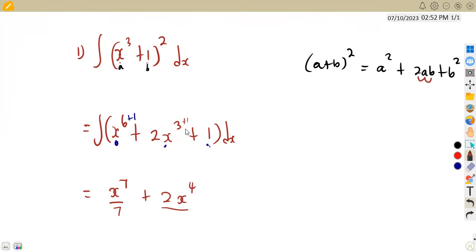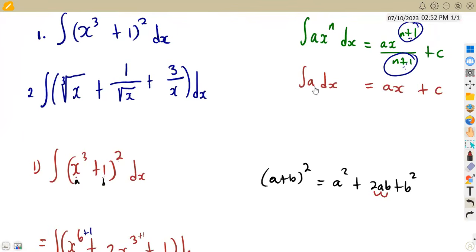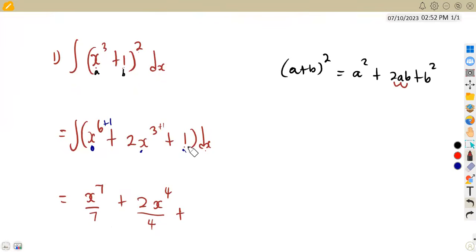We divide by the new exponent, which is 4 in this case, plus the integral of 1 with respect to x. 1 is a constant. Remember what we referred to, the integral of a constant with respect to x. It's that constant times x plus the constant of integration. So we are going to multiply the constant that we have, which is 1, by x, because this is with respect to x. If this were with respect to m, you would multiply by m. So you're going to multiply 1 by x, which is going to be 1x.